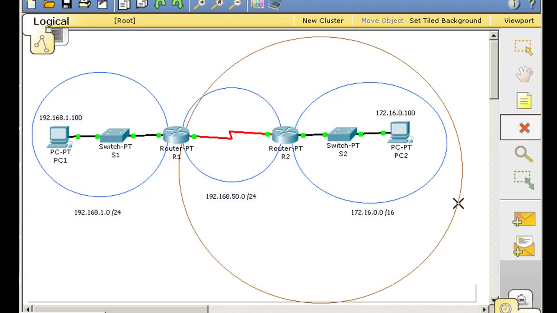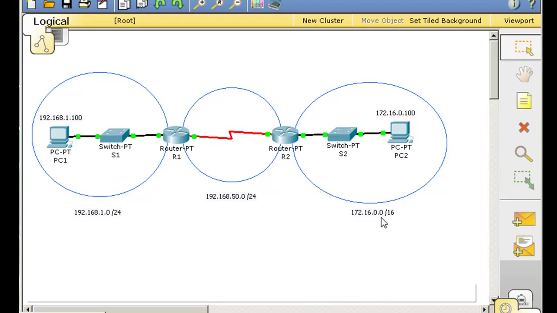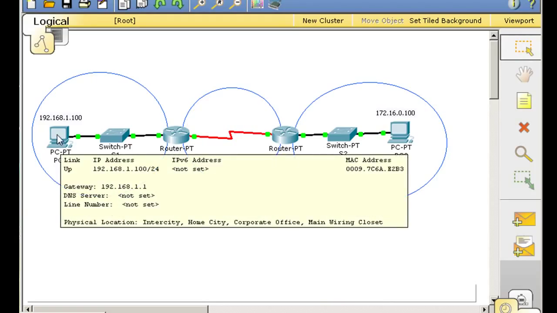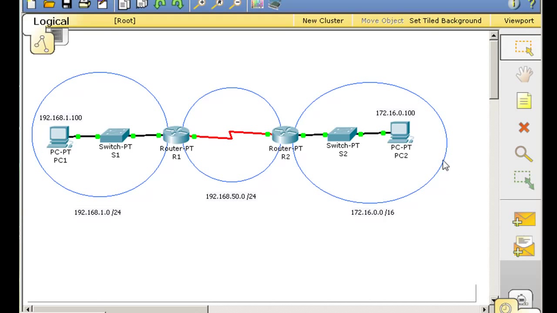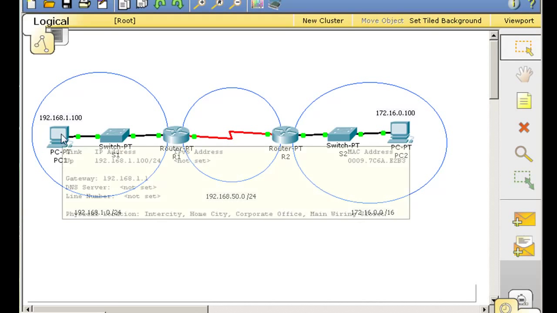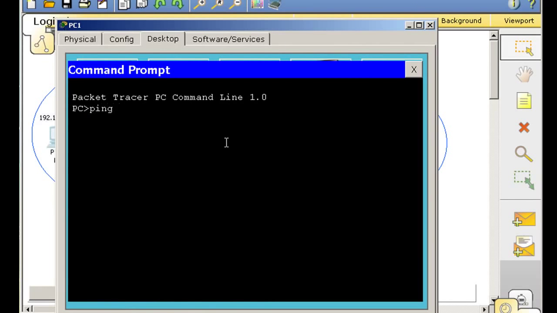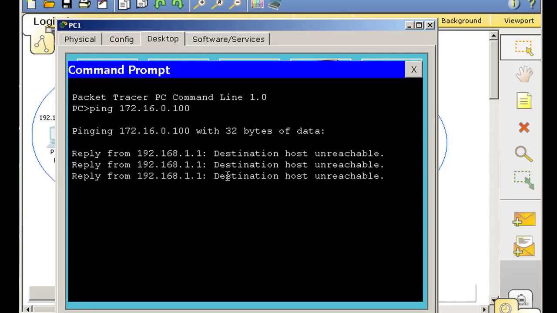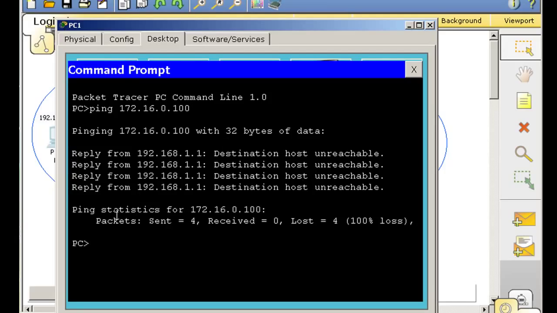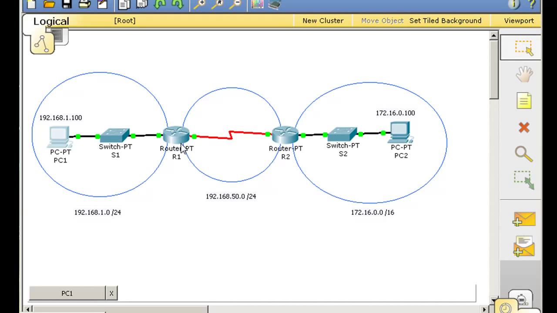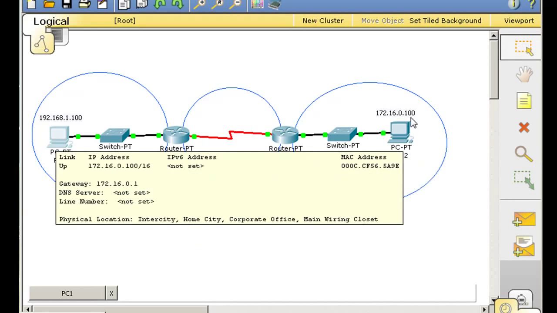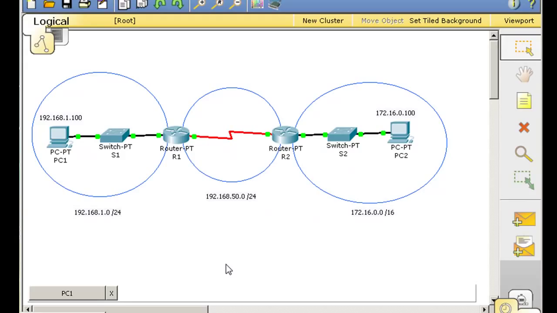Okay, so what that means is if we try to ping from 192.168.1.100 to 172.16.0.100, it's going to fail. So we'll demonstrate that. Command prompt, ping to 172.16.0.100, and you can see destination host unreachable. And the reply is from 1.1. So essentially what's happening is this router is saying, hey, I don't know where the 172.16 network is, so I'm going to drop those packets, right?